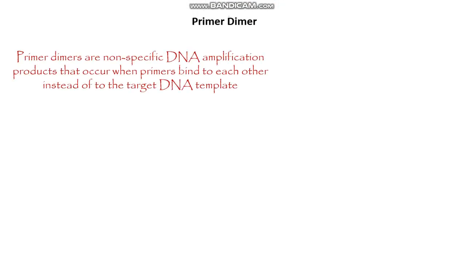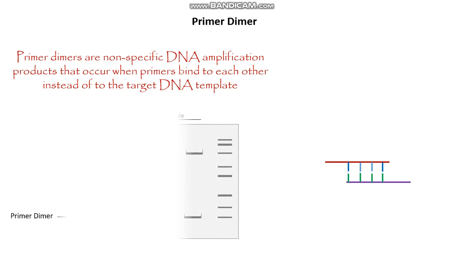In this tutorial video, I'll talk about primer dimer. So first, we need to know what primer dimer is. Primer dimers are the non-specific DNA amplification products that occur when primers bind to each other instead of the target DNA template. So here is the schematic diagram of the DNA agarose gel.